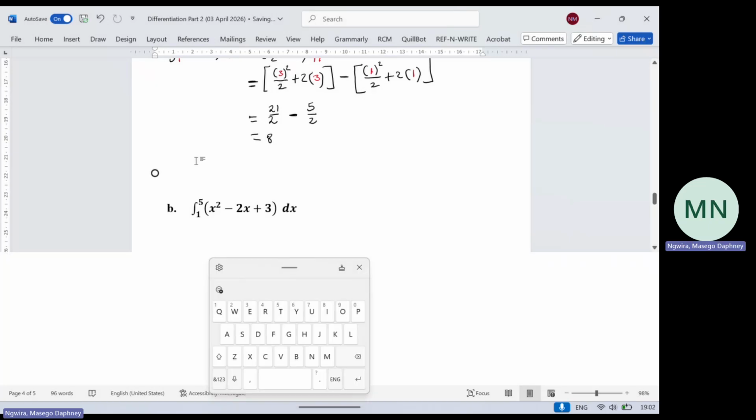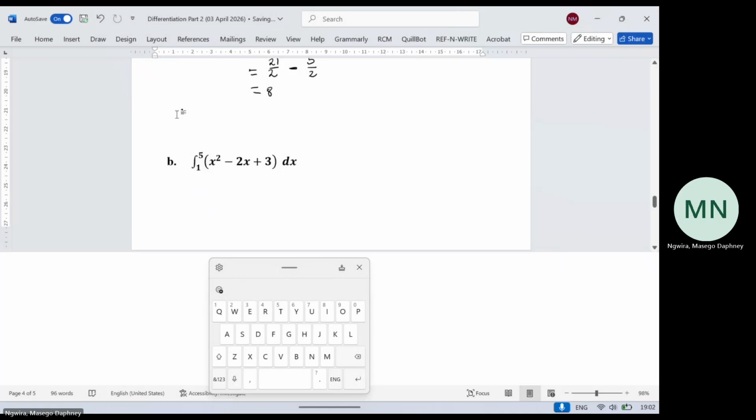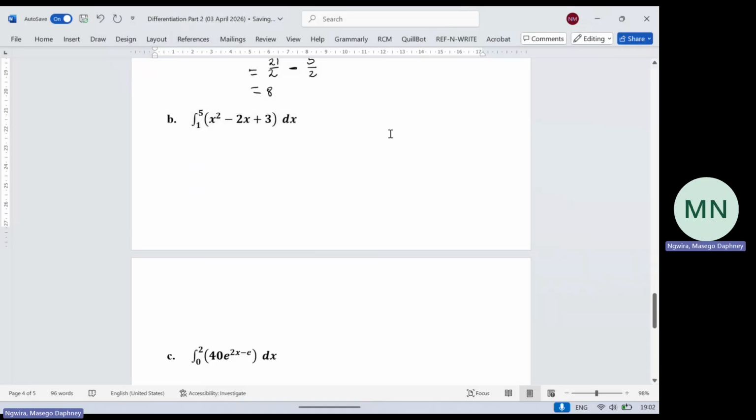Now we go to this one. I'm going to do the same thing that I did. Now we have this function. Remember, we integrate each and every one of them. So I'm going to start by integrating the integral of x squared minus 2x plus 3. I'm not going to do the long method of integrating. We have to integrate. I hope I didn't say differentiate.